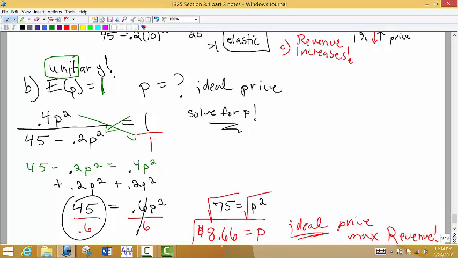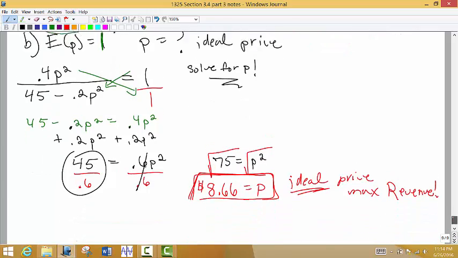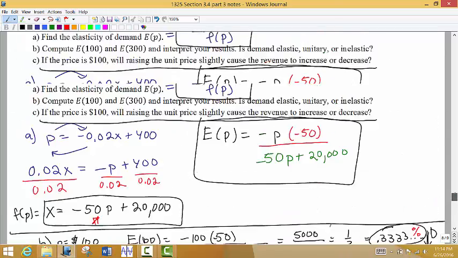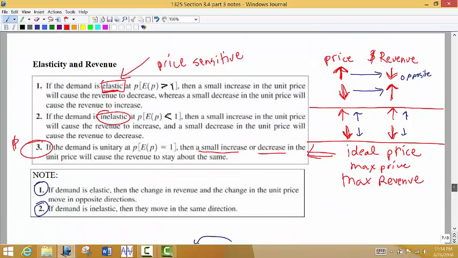Okay, so this is when the demand is unitary. This is the price point. This is the ideal price that we should charge. So $8.66. Okay, so let's go back to right here. So this is where basically all of the information is that you need to answer a lot of the questions right here.